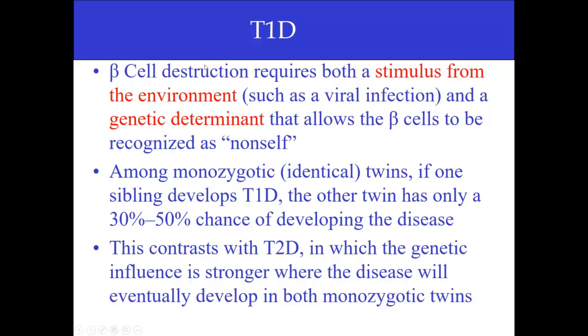So as I said, you need both a stimulus from the environment and genetic predisposition to allow the beta cells to be recognized as non-self, and the body will start attacking them.